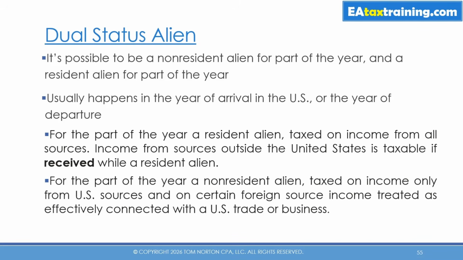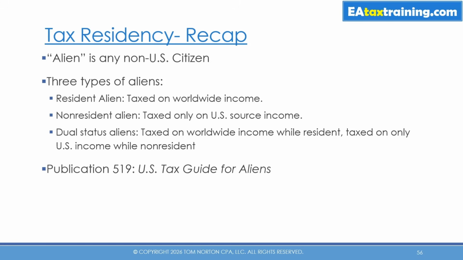And we look at when they received the income. So if they received the income while they were a resident alien, even if it's from outside of the United States, then they are going to be taxed on that income. For the part of the year that they were a non-resident alien, if they received that income during that part of the year, then if it's from outside the United States, they will not be taxed on that income because for the part of the year that they are a non-resident alien, they are taxed on income only from U.S. sources. So dual status alien is pretty easy to understand once you understand what a resident alien is and a non-resident alien. It's just that they are one for part of the year and they are the other for part of the year.